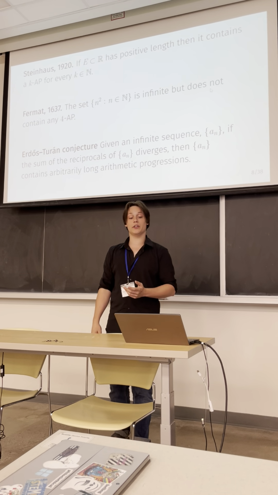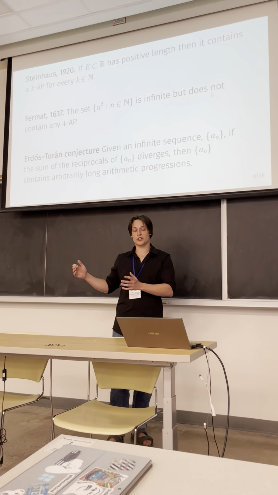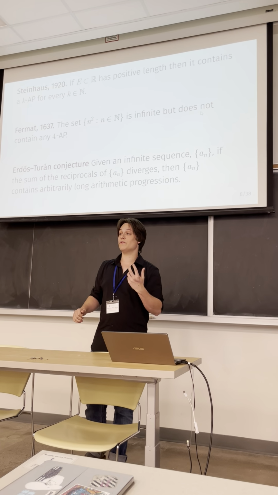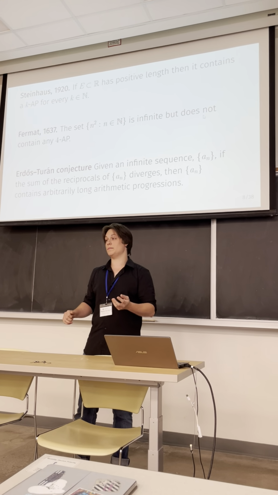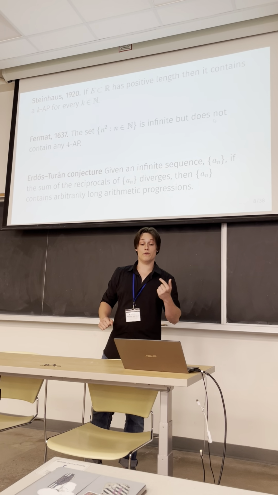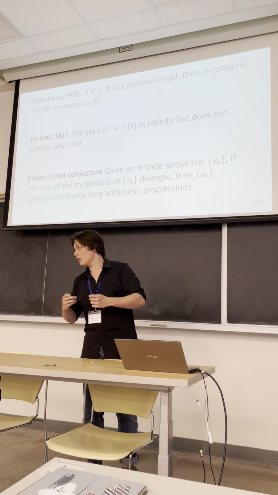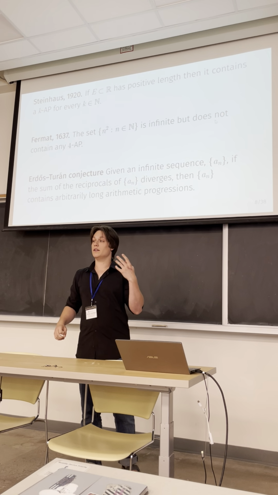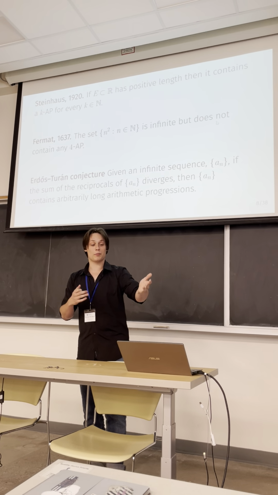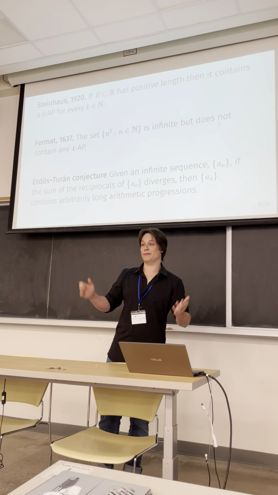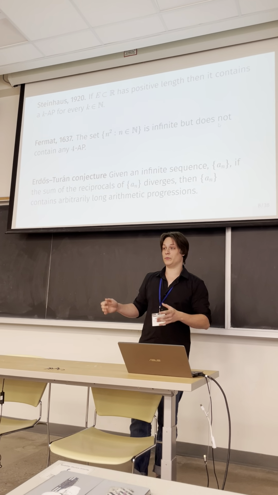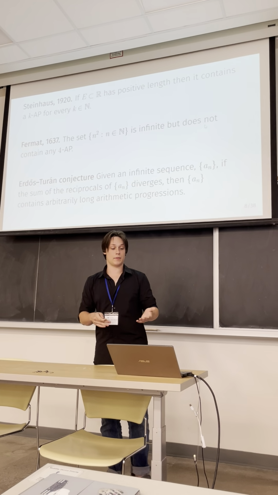Fermat, hundreds of years earlier though, proved a different set, large in a different way. The set of squares is countably infinite, but it does not contain any 4 APs. It contains infinitely many 3 APs like 1, 25, and 49, but nowhere, if you write out all the squares, will you find 4 evenly spaced numbers. I was a little disappointed this morning there was a talk proving this, but the talk didn't end up being given, and I would love to reference that, but too bad. Now, that is an avoidance result. We have a large set that somehow avoids geometric patterns.